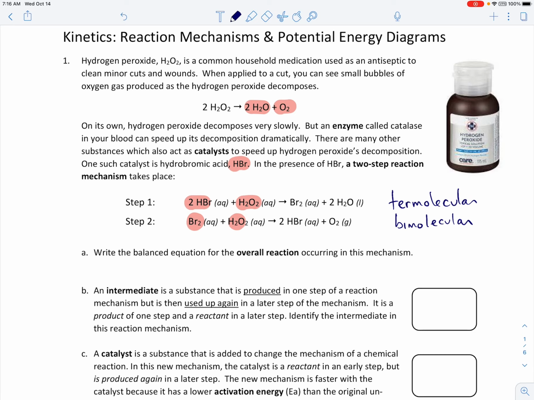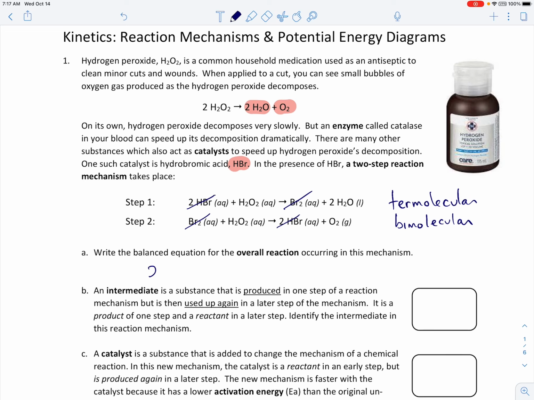So now part A says write the balanced equation for the overall process. So what you want to do when you're writing the balanced equation is cancel out anything that appears on both sides of the reaction mechanism. So for example, we have two HBrs on the left, and then in the next step, two HBrs on the right. So cancel those out. There's a bromine on the right in step 1. There's a bromine on the left in step 2. There you go. So whatever's left is the overall reaction.